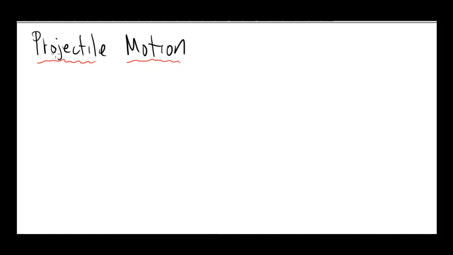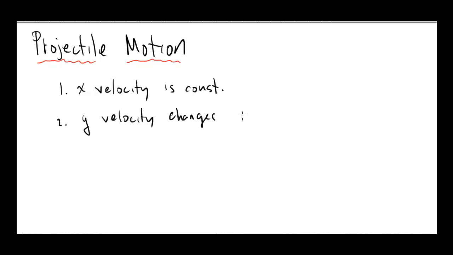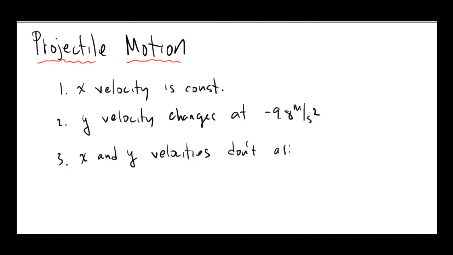And we said that in this case there are three main rules. The x velocity is constant, just to remember. The y velocity changes at negative 9.8 meters per second squared. And then finally this interesting one, which is that x and y velocities are independent. Another way of saying it is they don't affect one another.